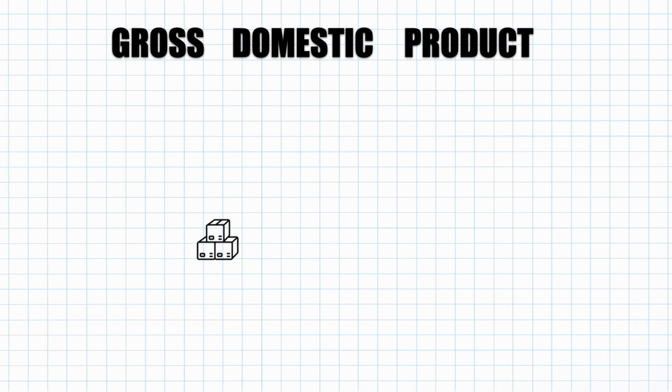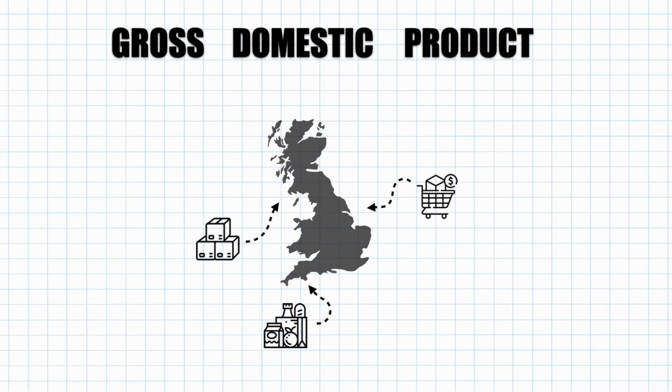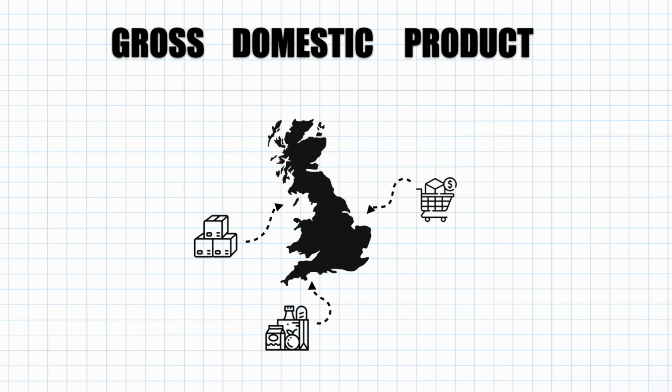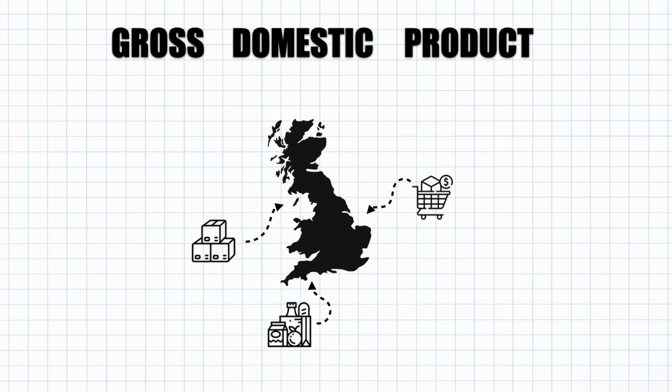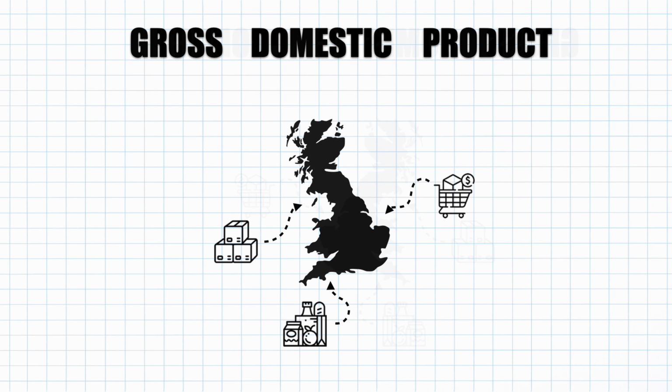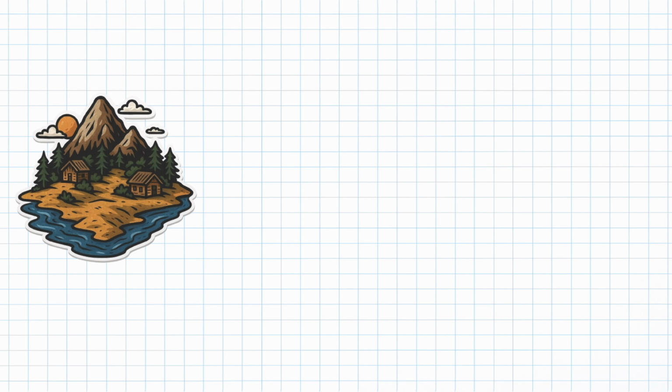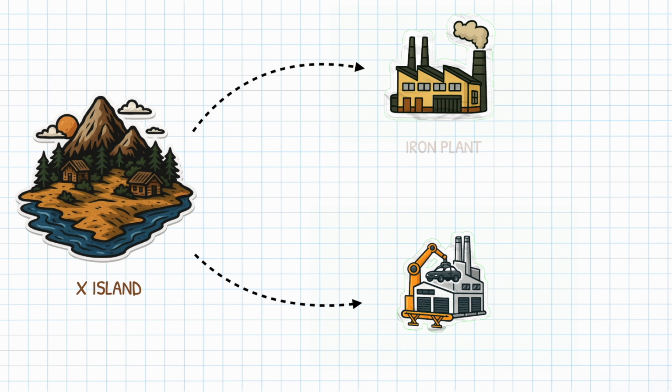GDP stands for Gross Domestic Product. It tells the final count of products produced within the border of a country. Let us understand GDP with a simple scenario. Let us imagine an island called X Island. It contains only 2 companies, an iron plant and an automobile company.